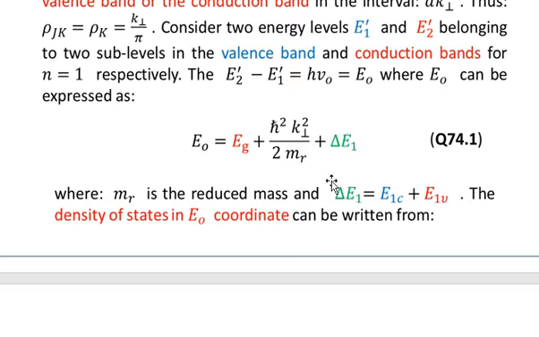So we are summing up these energies, E1V plus EG plus E1C, and then we are summing up the energy of the electron in that sub band of the conduction band, which is given by h bar squared k perpendicular squared over 2 mr, where mr is the reduced mass, and delta E1, as I said, is equal to E1C plus E1V. The density of states in E0 coordinate can be written as follows.